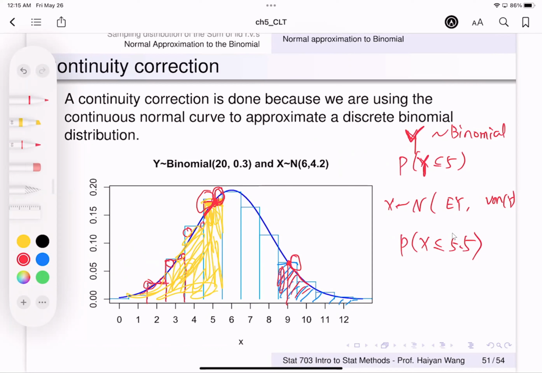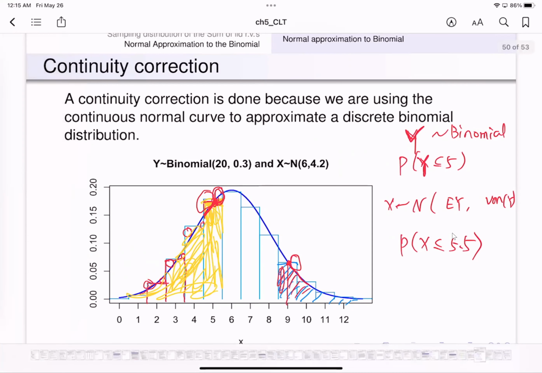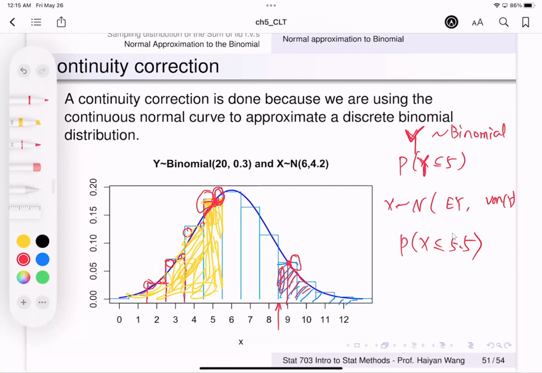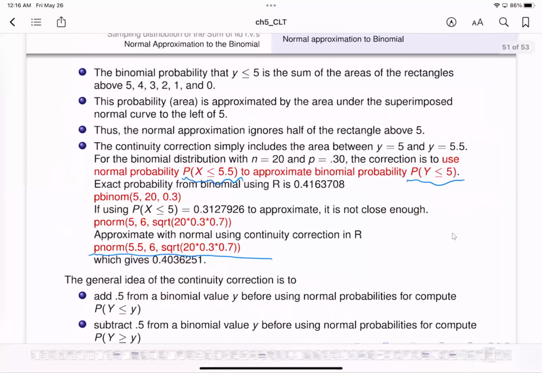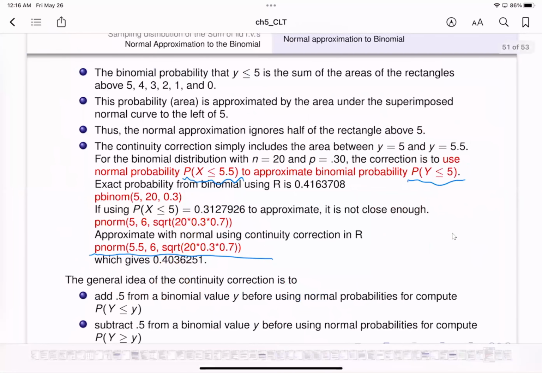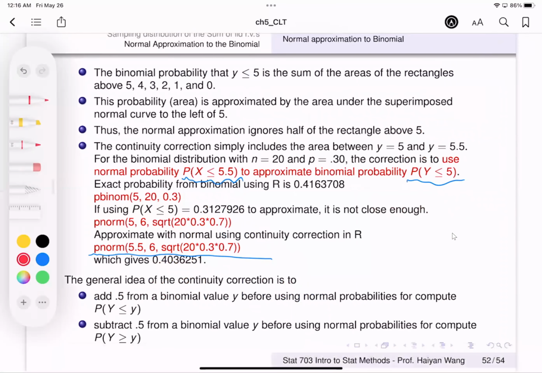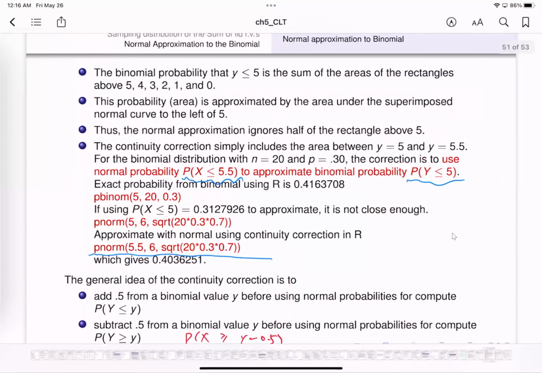So instead of adding 0.5 when we consider greater than or equal to 9, we really need to consider greater than or equal to this place. So that was 9 minus 0.5. So for y greater than or equal to a value, we need to use the probability of the normal greater than or equal to y minus 0.5 to approximate. Okay, so that's this continuity correction.